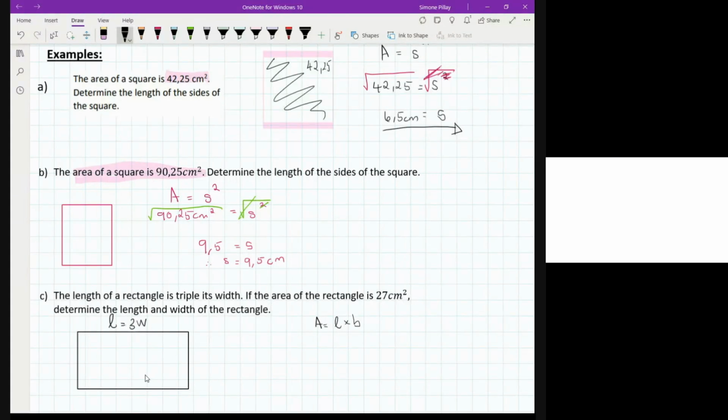Are you with me? Yes, ma'am. Okay. Emilia, do you remember what width is? Yes, it's the same as breadth, ma'am. It's the same as breadth. And so what variable can we use for this?